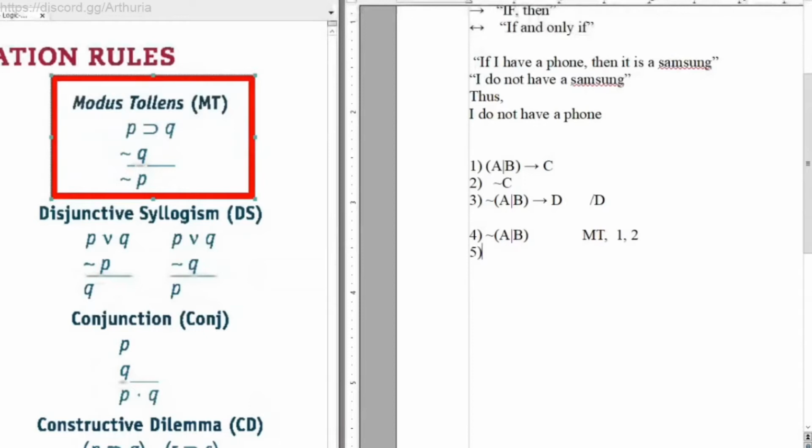And then in line 5, does anybody see how I can get the conclusion here? So I have this line 4, right? I'm trying to get D. That's what this is telling me. It says try to get D. So I'm looking around and I see that D is in line 3. So what rule can I apply using line 3 and any of the other lines to write D?